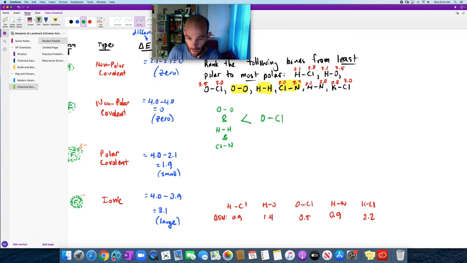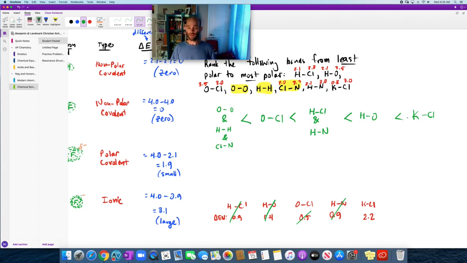polarity, okay? And then we've got these 0.9s, which are a tie, so the HCl and the HN. And that's because, remember, chlorine and nitrogen have the same electronegativity value, so when they bond to hydrogen, you get equally polar bonds. And then HO, ooh, that was supposed to be a less than sign. And then the KCl.